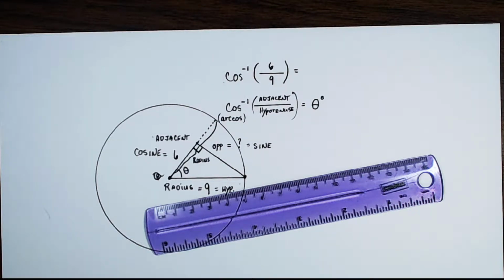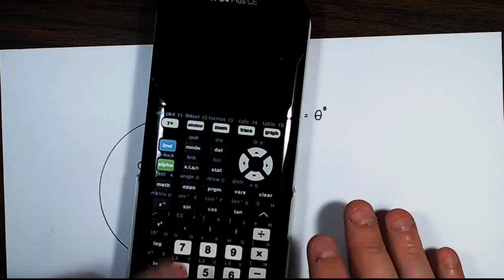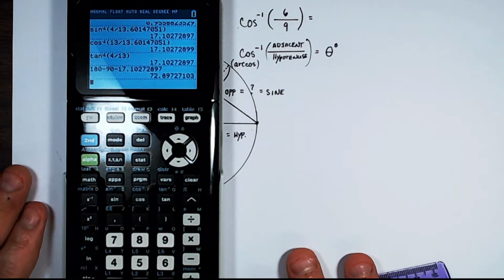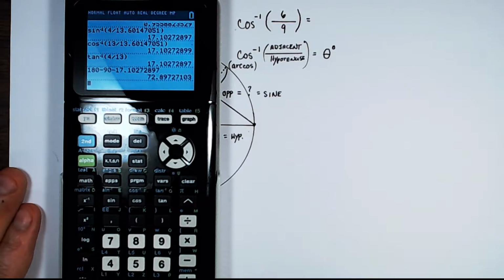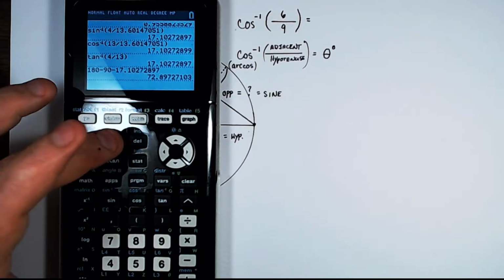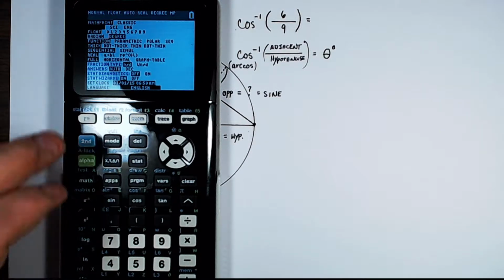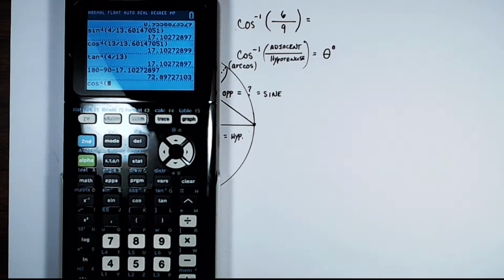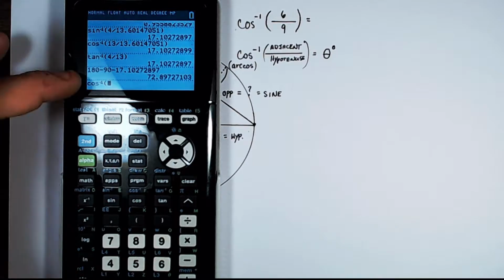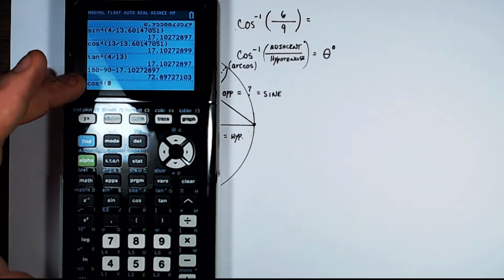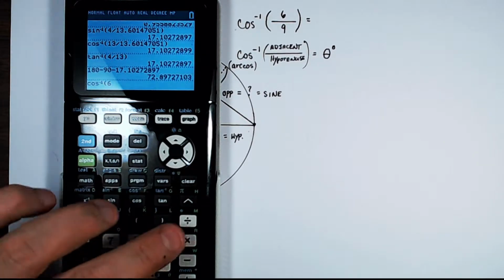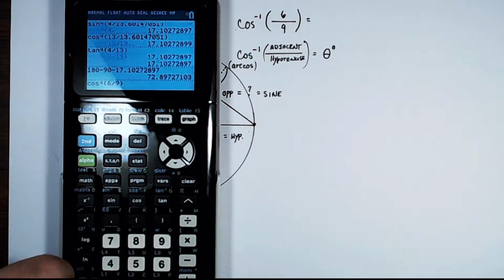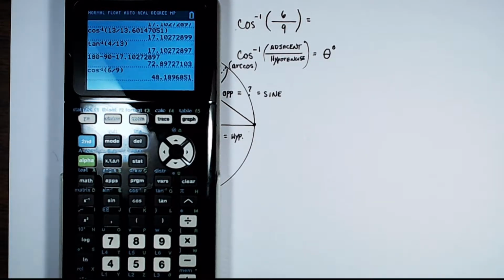Here's my calculator. Turn this guy on. So remember, we have to be in degree mode, which we are. We're going to hit second cosine to get that inverse cosine or that arc cosine, and then we're going to divide 6 by 9. Close paren. And we get an angle of 48.19.